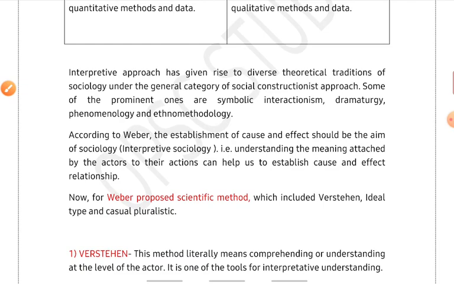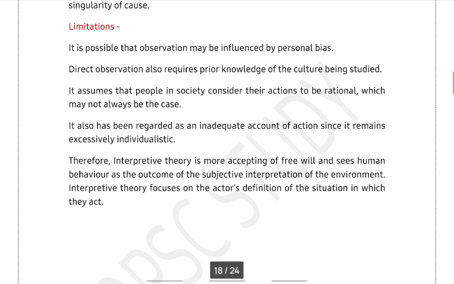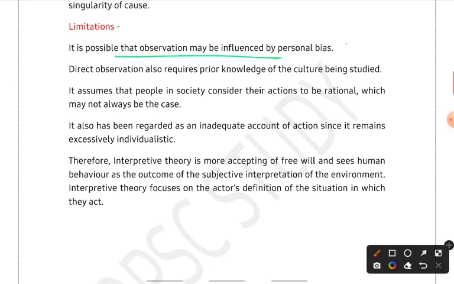So yes, this is the thing, and then we will proceed to the last part: the limitations. What are the limitations of this? It is possible that observation can be influenced by personal bias. A researcher who is trying to study that institution might be personally biased. He might choose the particular subject whom he thinks is necessary or more reliable in nature. So he is attaching his values or his bias to it.